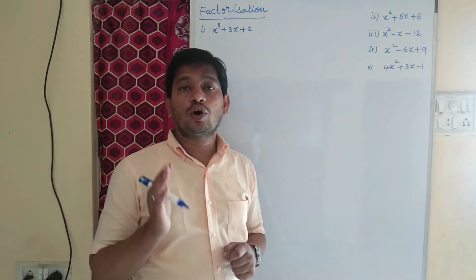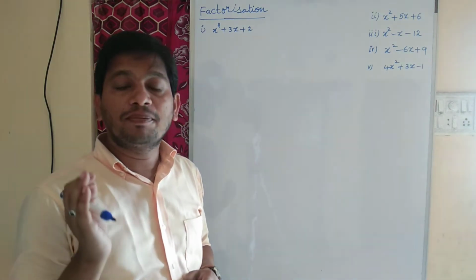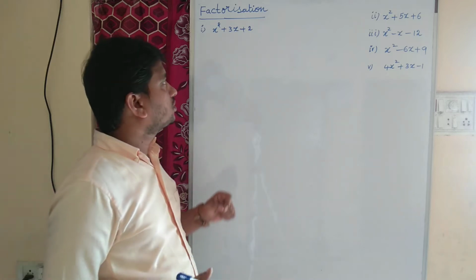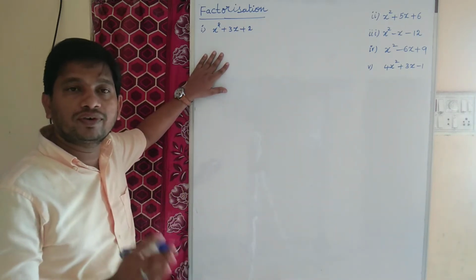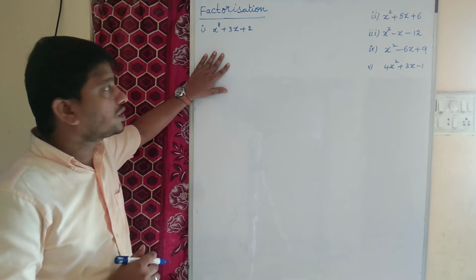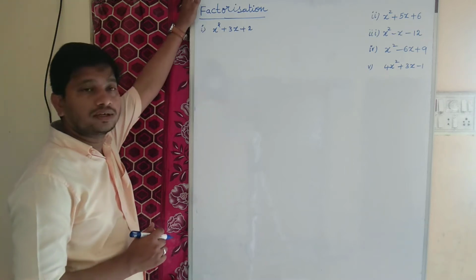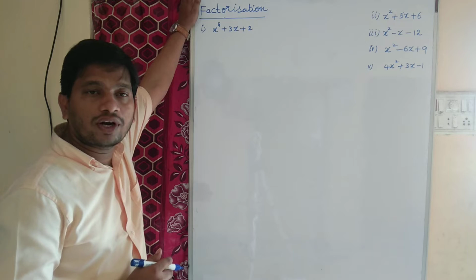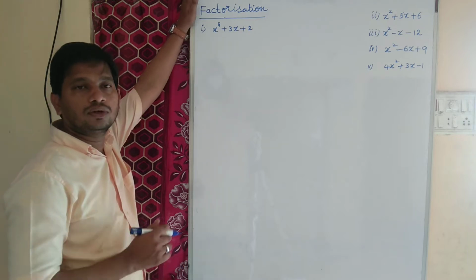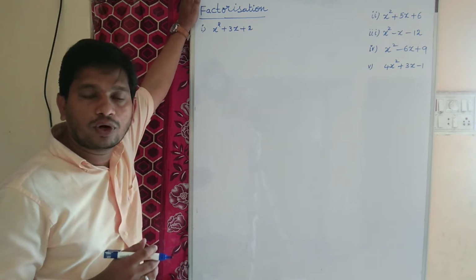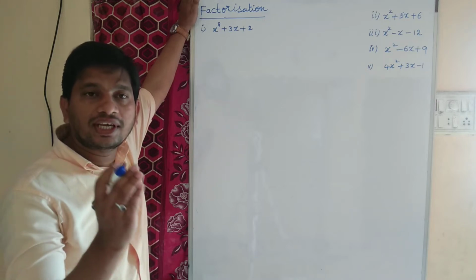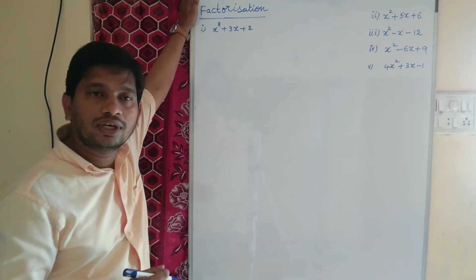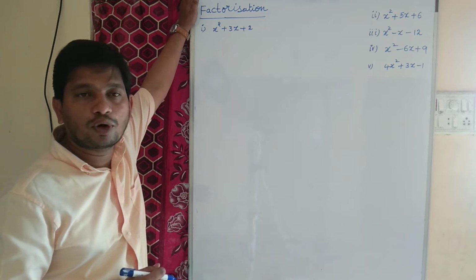We can also call it splitting the middle term. This concept is very useful throughout your studies, right? So how to factorize a given quadratic polynomial? Do you know what we mean by a quadratic polynomial? A polynomial whose degree is equal to 2 is said to be a quadratic polynomial.